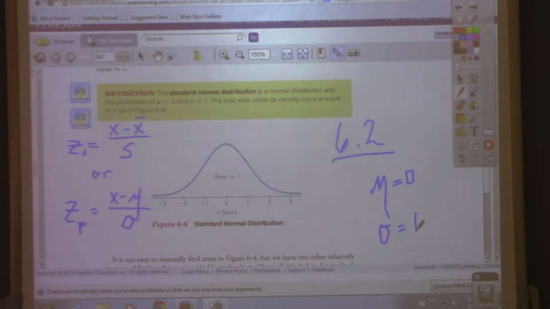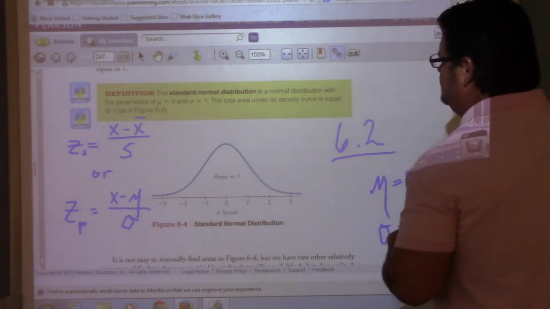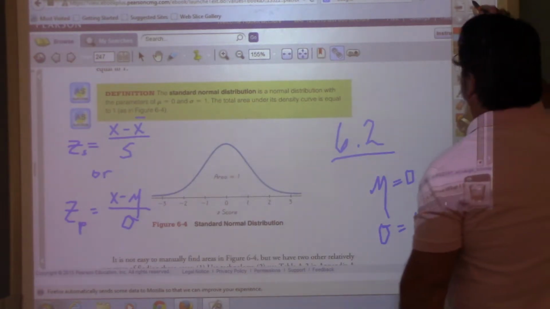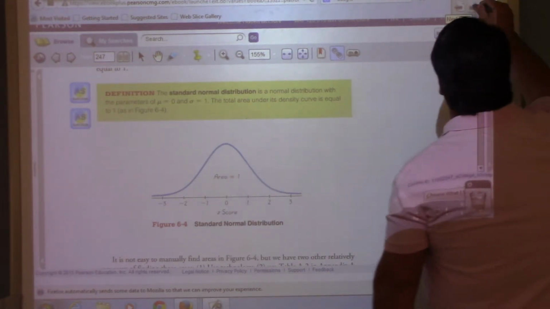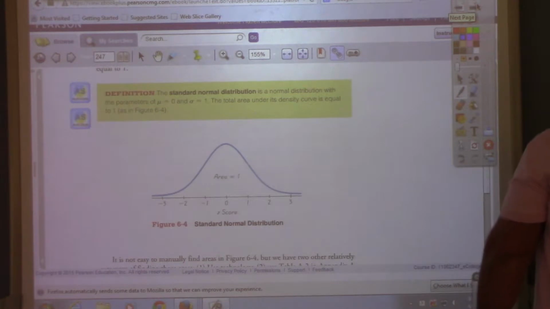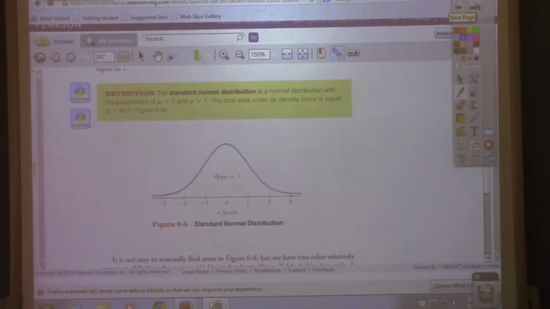All right? What they're trying to get you to do now in 6.2 is learn how to read the table and learn how to use your calculator. I'm going to show you both. All right? Now, first of all, in your book, those of you that have a book, go ahead and turn to A2 in your table, and I will see if I can find it in here.